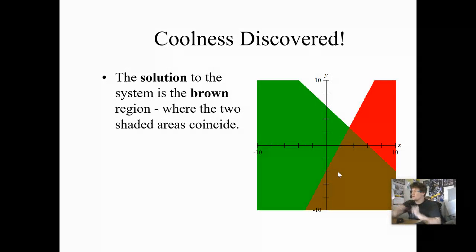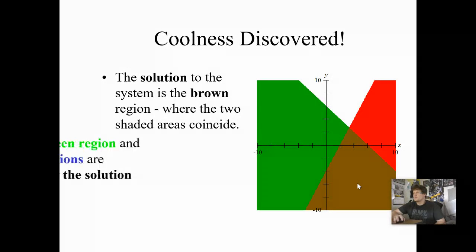Well, now it's the same kind of thing with inequalities, except you have more than just one point. It's not just that intersection point. It's where the shades intersect. So any point inside this brown region, inside this area where they share solutions, those are solutions to the system.